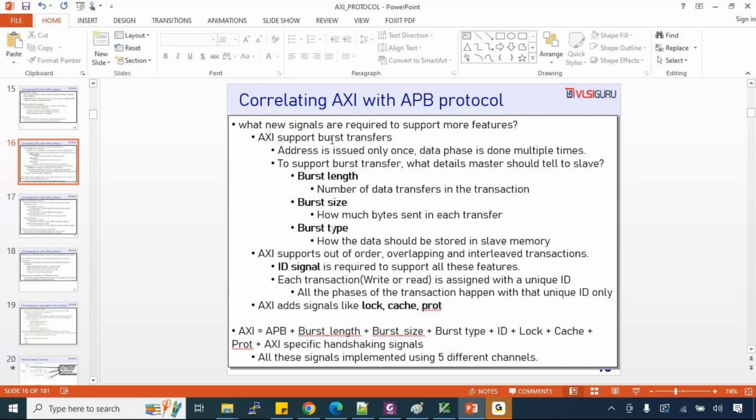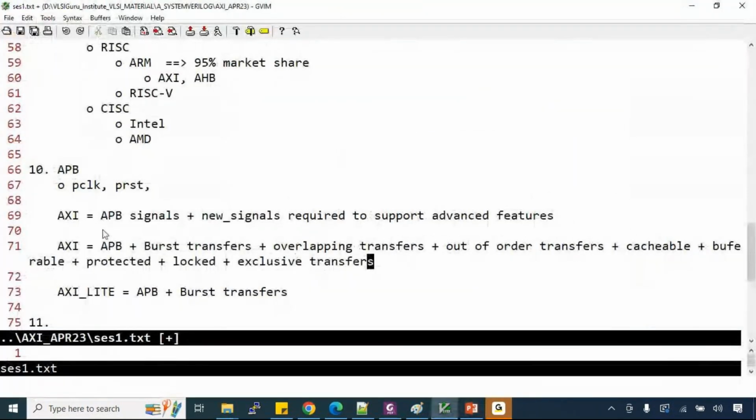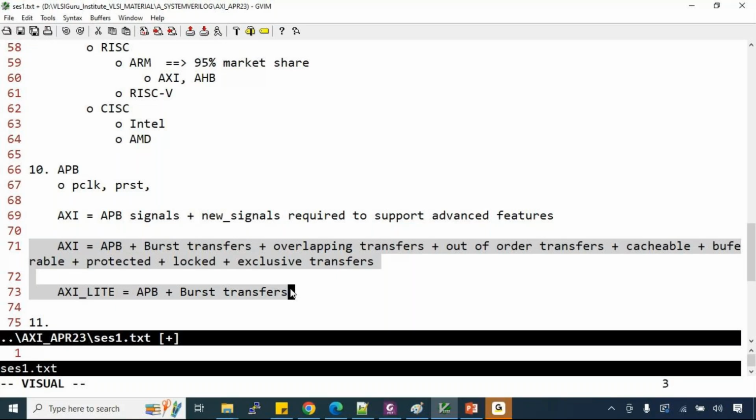AXI supports burst transfers. First, let's understand what is meant by burst transfer. It's a very important concept because what is common between AXI and AXI Lite? Burst transfer. I told you, right? If I wrote down the differences between AXI and AXI Lite, burst transfer is the common thing. Other things they have ignored, but AXI Lite has compulsorily taken the concept of burst transfer.